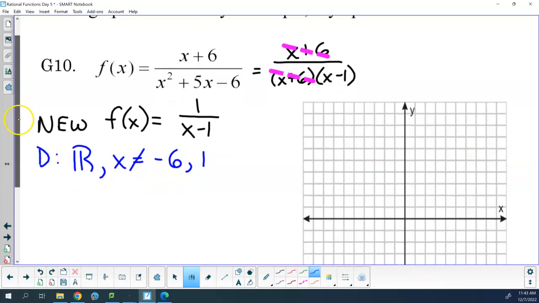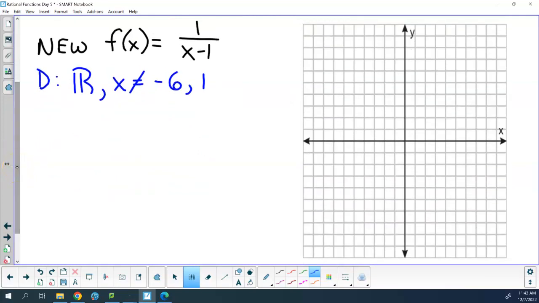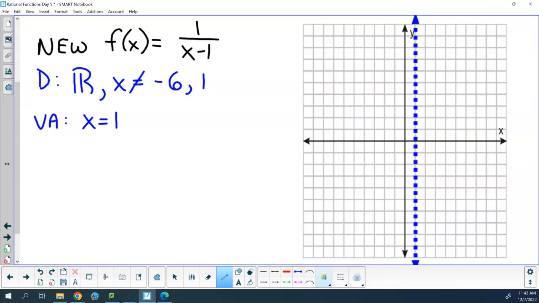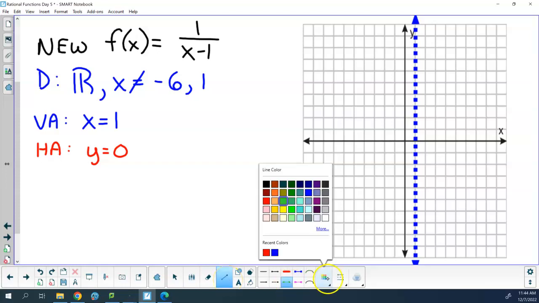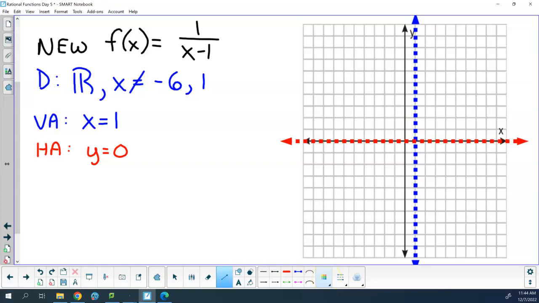After that, we're done with the original function. Now we're on to the new function. Vertical asymptotes of the new function: x equals 1. Horizontal asymptote of the new function. Y-intercept of the new function. X-intercept of the new function.